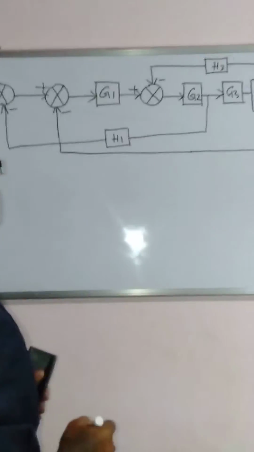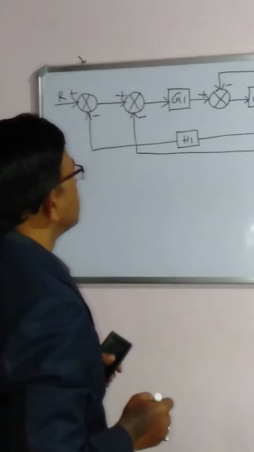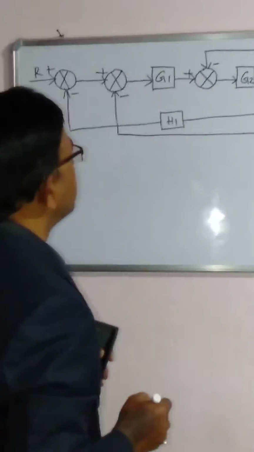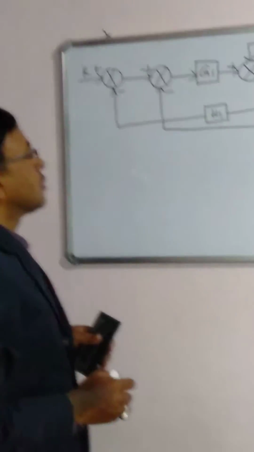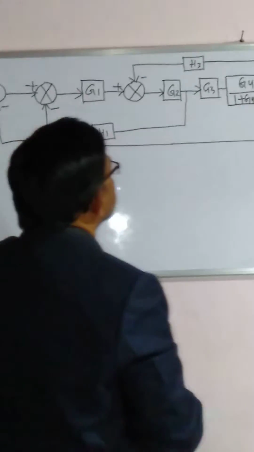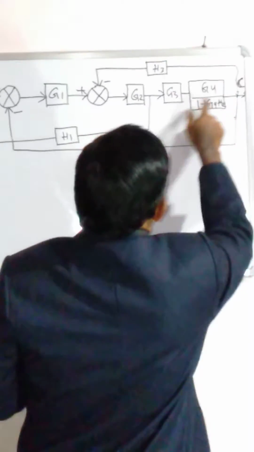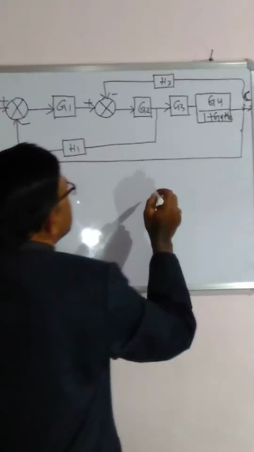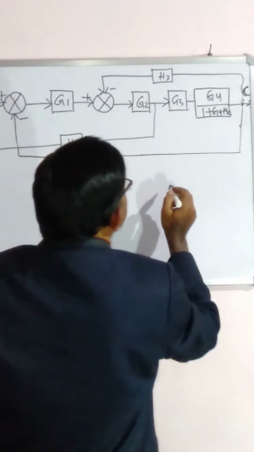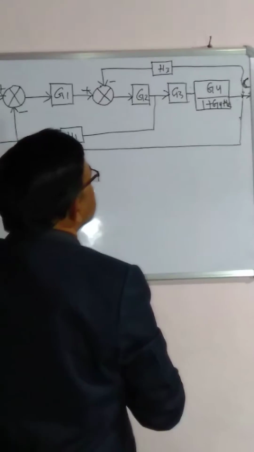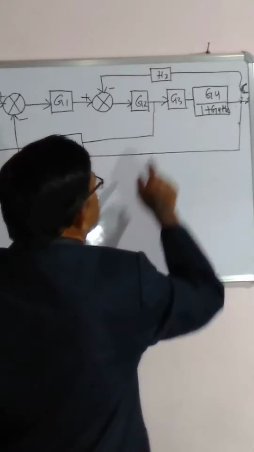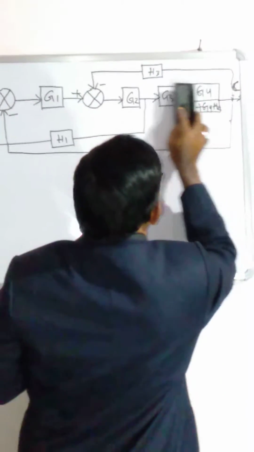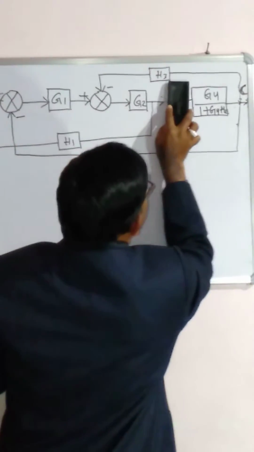Therefore, we have to move the summing point or take off point beyond the block or ahead of the block. Before moving that, we already know that these two blocks are connected in series or in cascade. Therefore, we can combine these two blocks, that is the product of the two individual transfer functions, that is G3 G4.